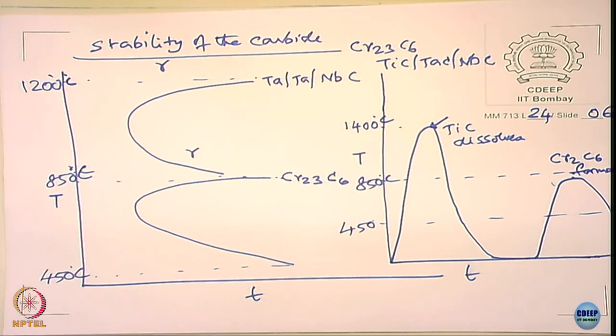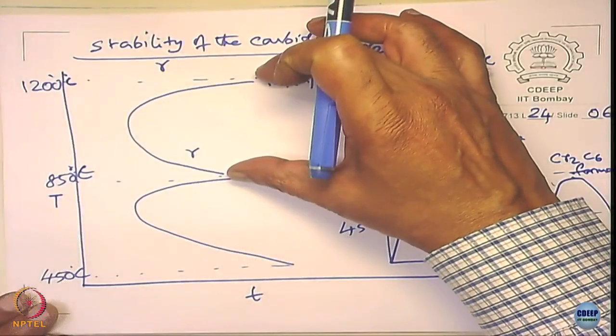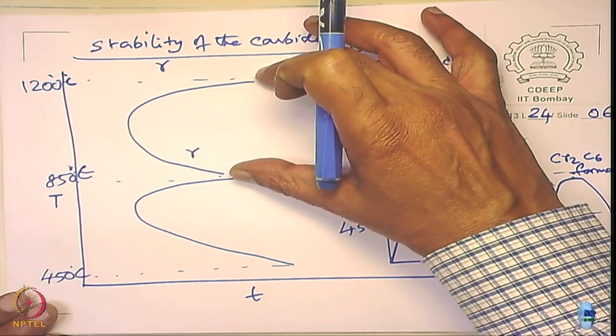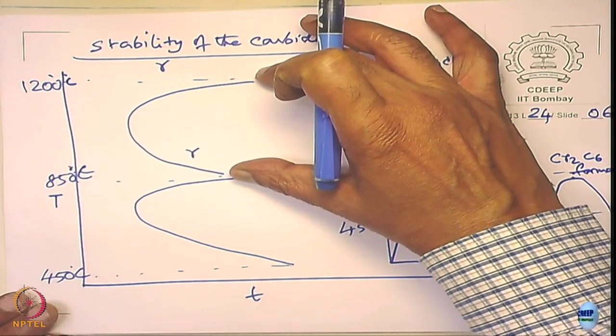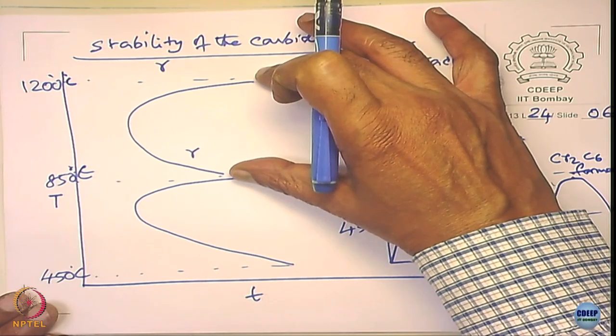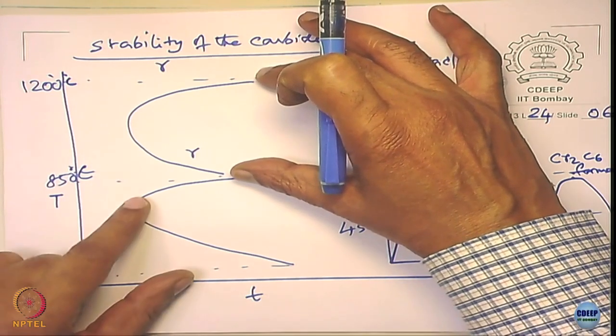Why does TiC, titanium carbide, not dissolve at the lower temperature range of the curve? Titanium carbide is stable at ambient temperatures. See, if you hold the stabilized grade stainless steel at this temperature, what is the likely phase formation? Only titanium carbide forms. Chromium carbide does not form.